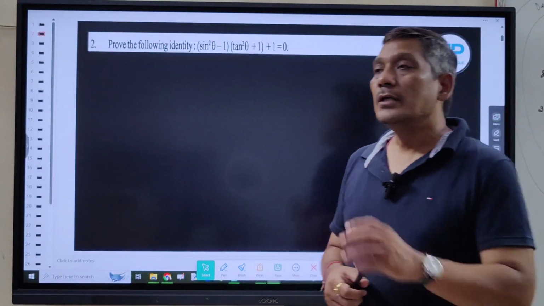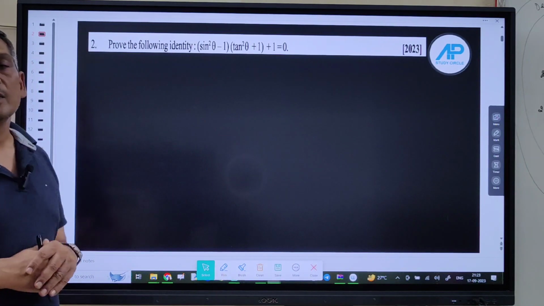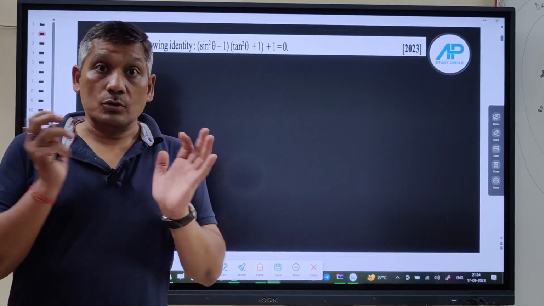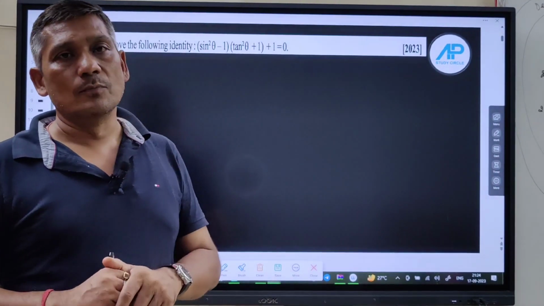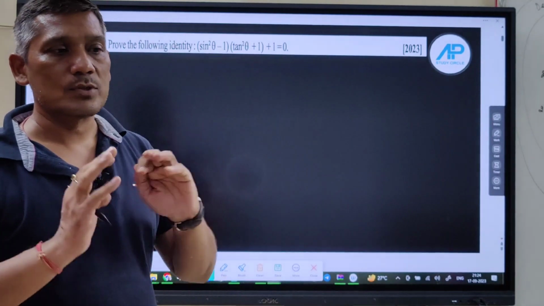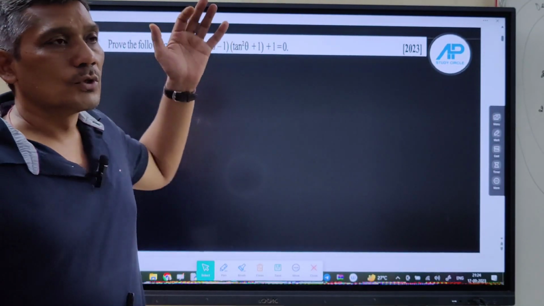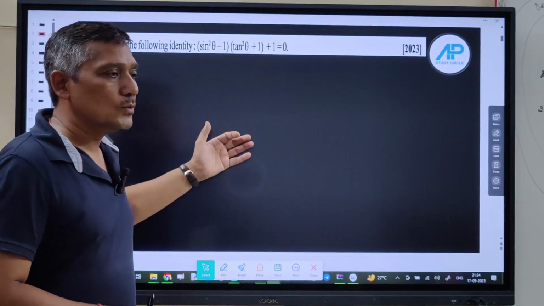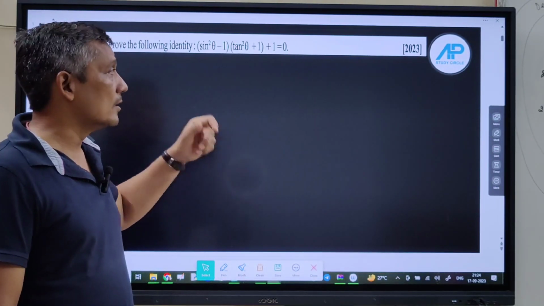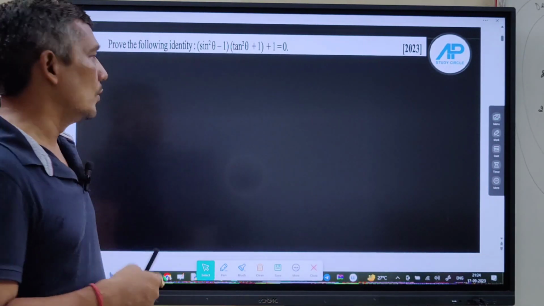So next question. Now this question is a 3 mark question. It might take 3 steps or 4 steps. Generally 3 mark questions are 3 step or 4 step questions. As you can count, this is the second question of the same year 2023.